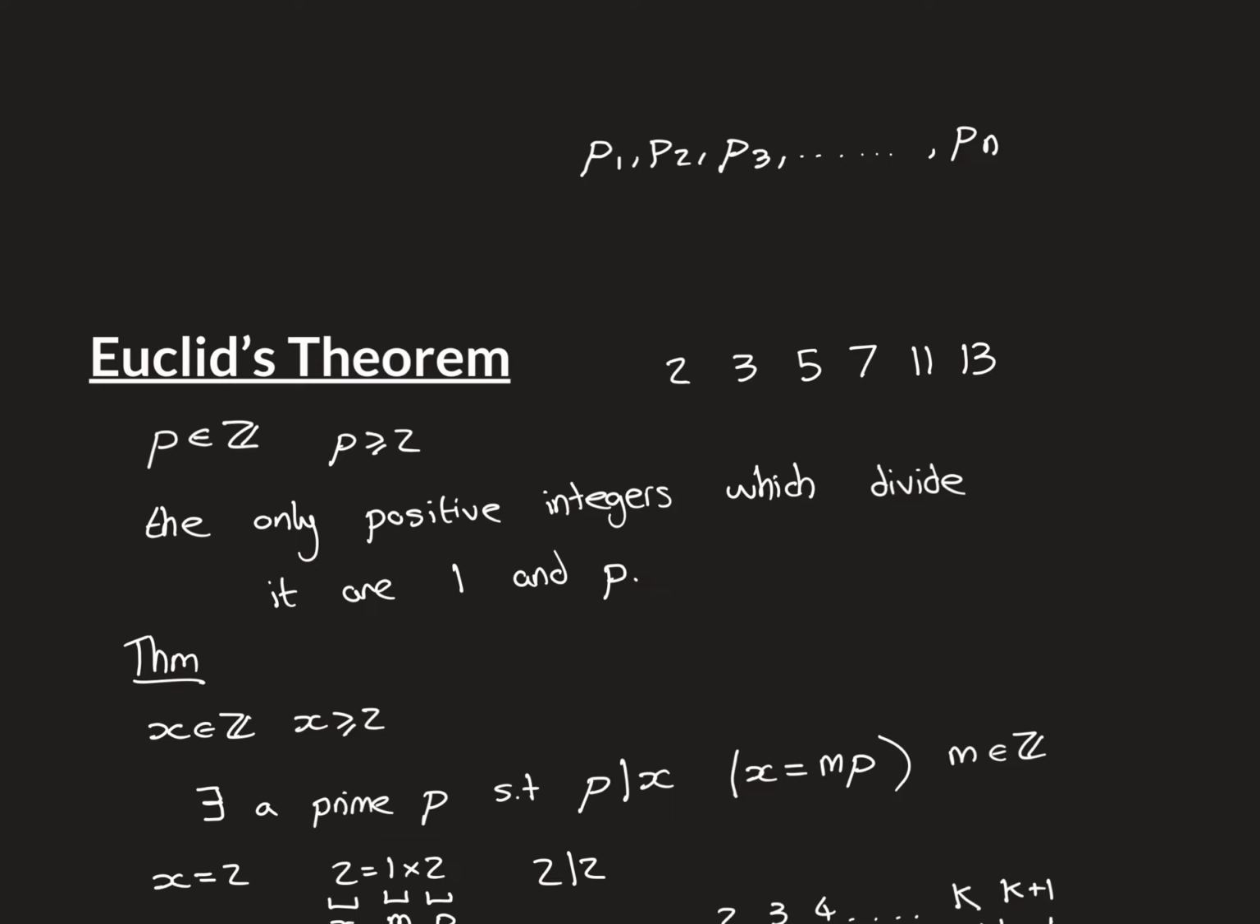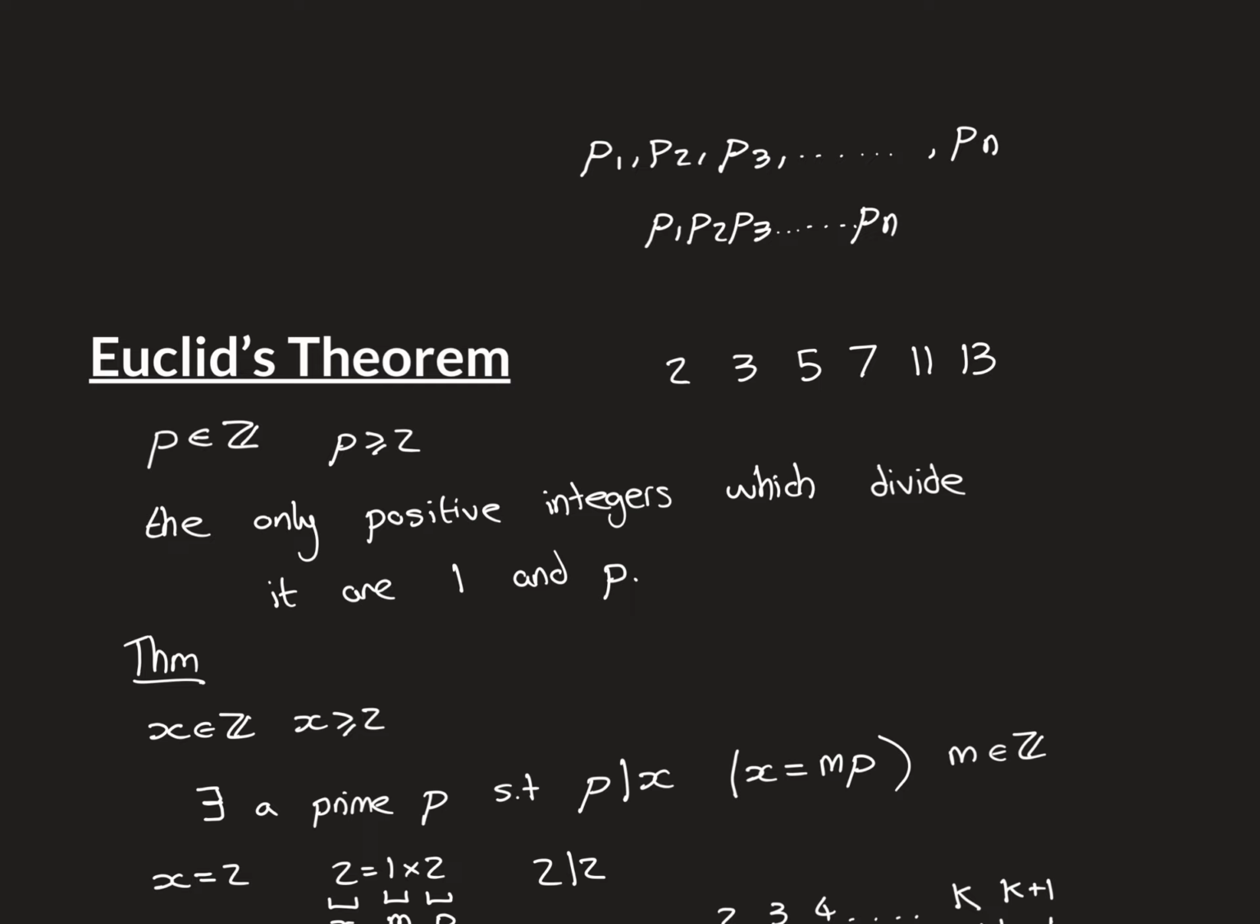Now the reason this cannot occur is consider now multiplying all of them together. So consider doing P1 times P2 times P3 all the way up to times Pn. So we're multiplying them all together. Now because they're all positive integers, when you multiply them all together, you're going to get another positive integer.